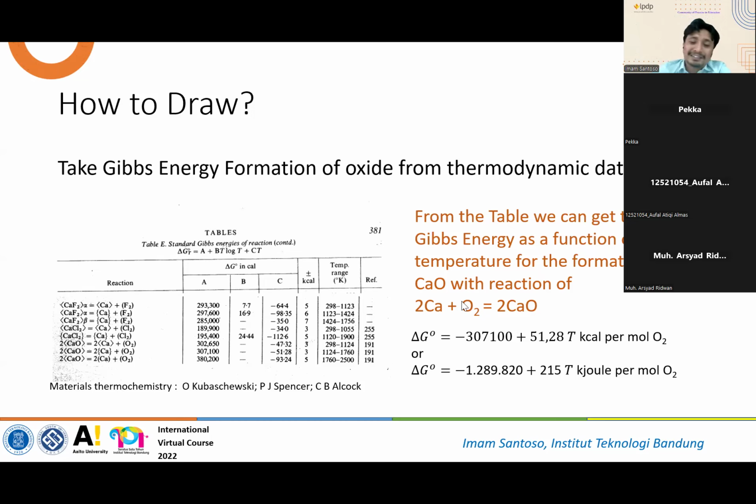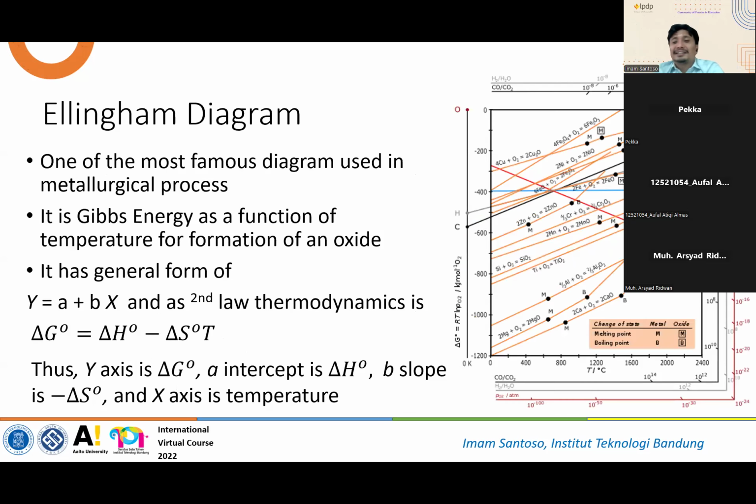Okay, everyone. So it is easy, we can draw this line. The slope is positive, the gradient is 51, and the intercept, or the delta H, is minus 300,000 something. So it's very easy. You can directly collect the data from this book and make this diagram.